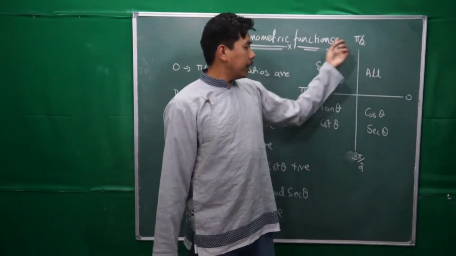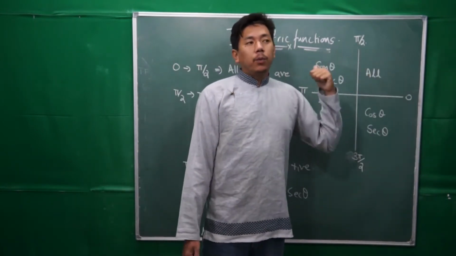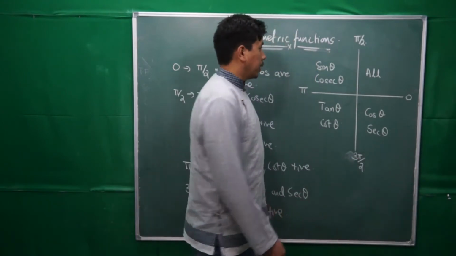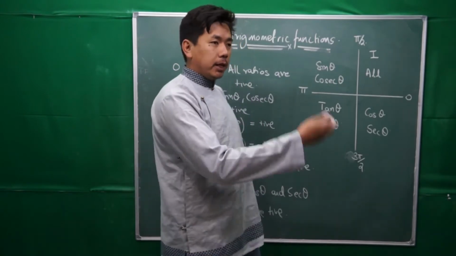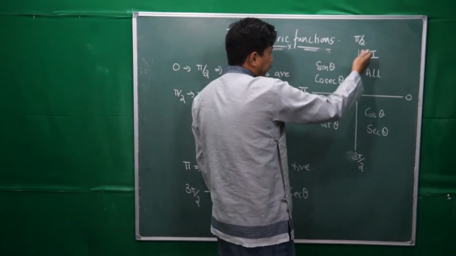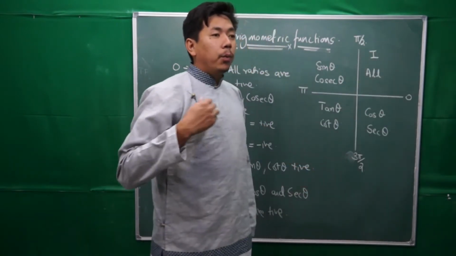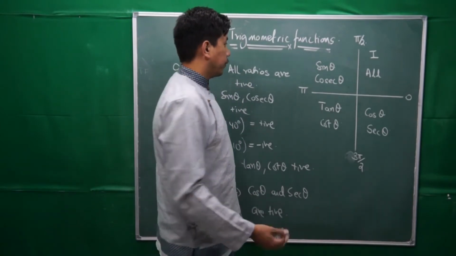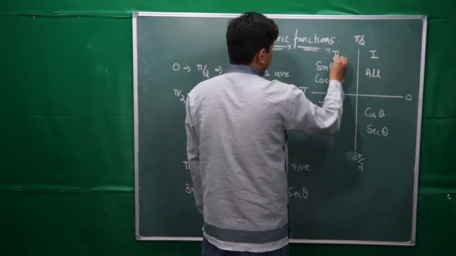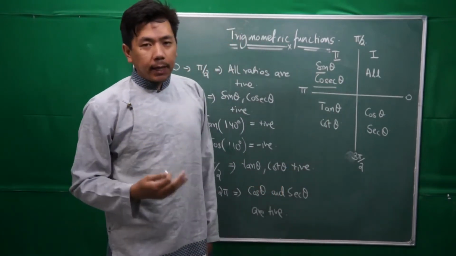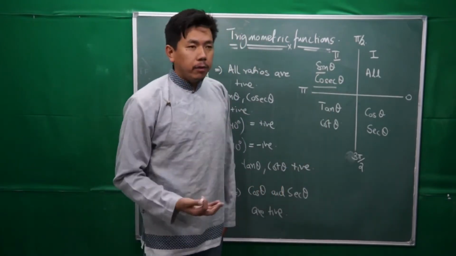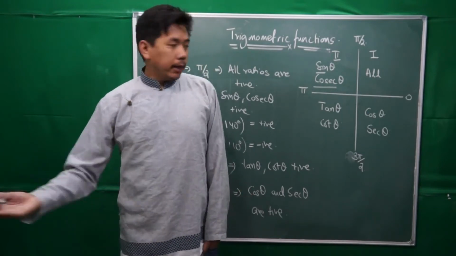So what is happening? It keeps rotating, but while rotating you need to know, is it in the first quadrant? If after a certain rotation it falls into the first quadrant, then the value of the ratio would be positive. If it is falling in the second quadrant, is it sine theta or is it cosec theta? If it's sine theta or cosec theta, then it will remain positive. Otherwise, it will be a negative value.